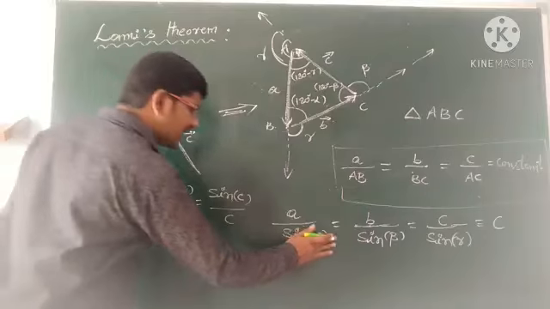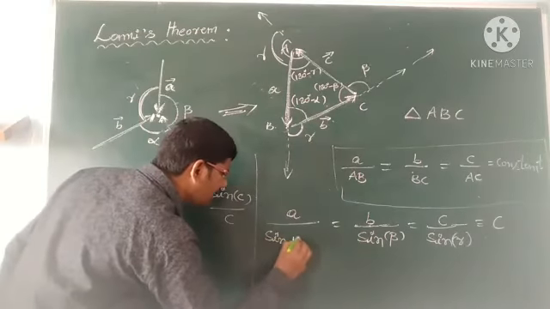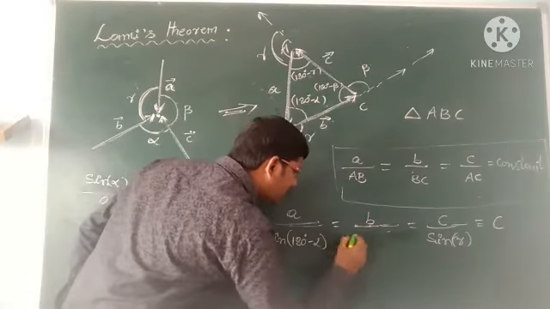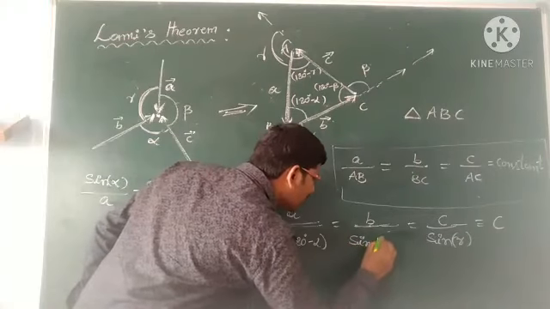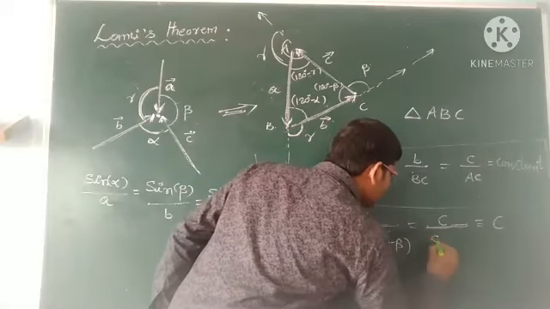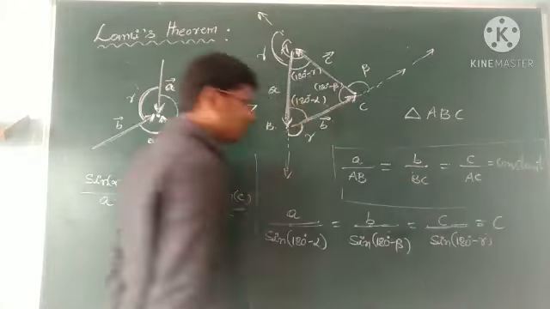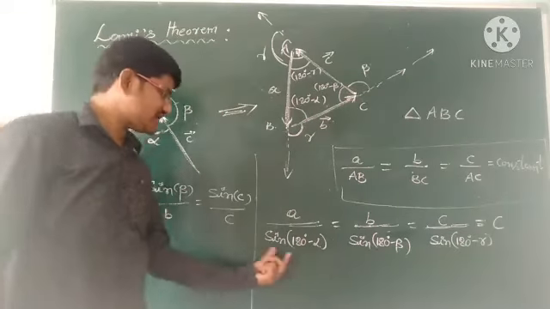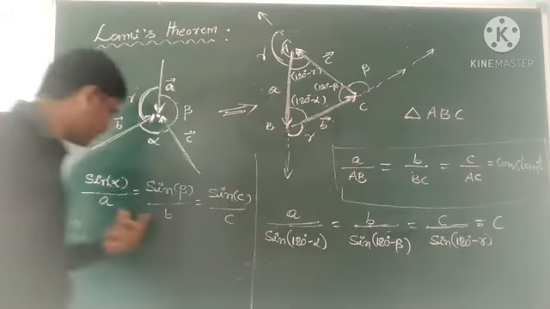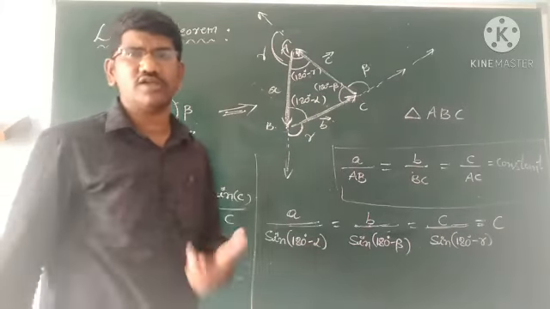Or, sine alpha can be written as sine of 180 degrees minus alpha, sine beta can be written as sine of 180 degrees minus beta, and this I can write as sine of 180 degrees minus gamma, and that is equal to a constant. I can write like this also, because sine of 180 minus alpha, in the second quadrant, becomes sine alpha only. This is also the same, meaning A by sine alpha, B by sine beta, C by sine gamma is equal to a constant.